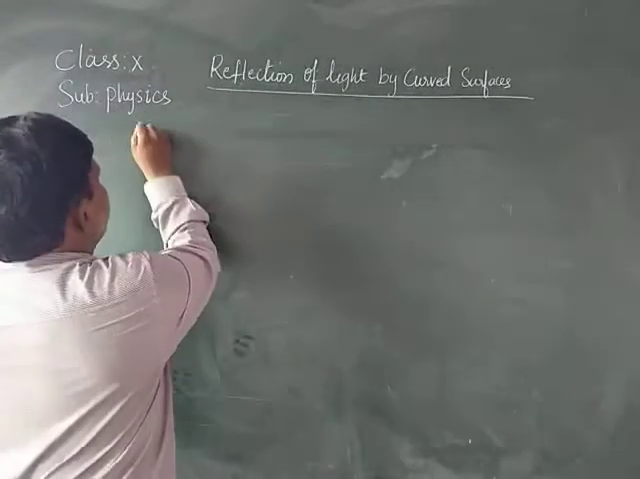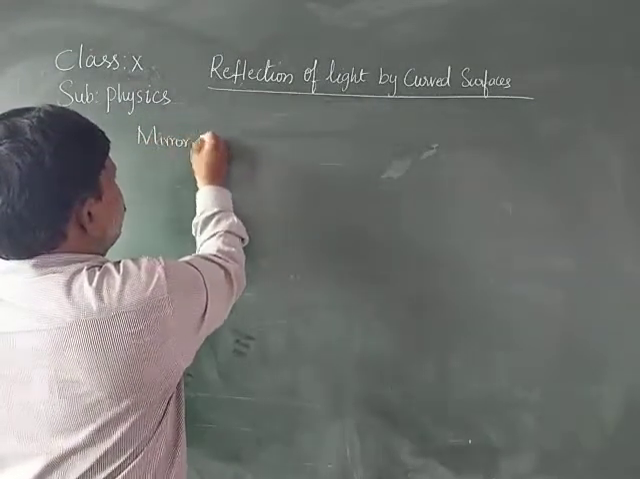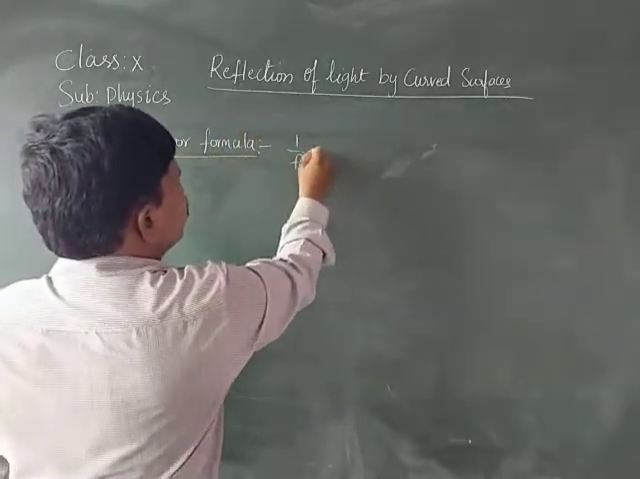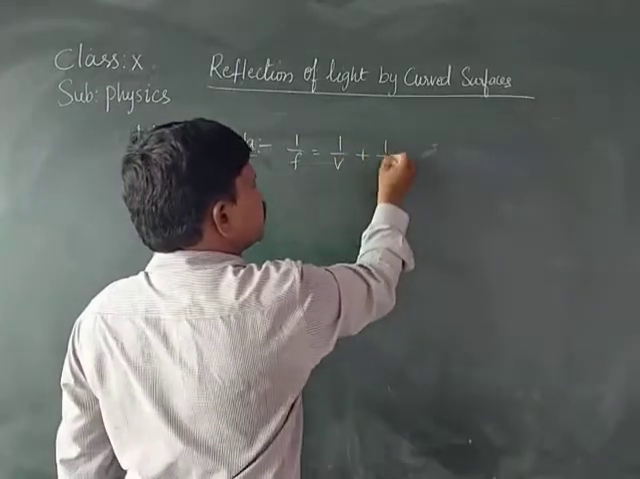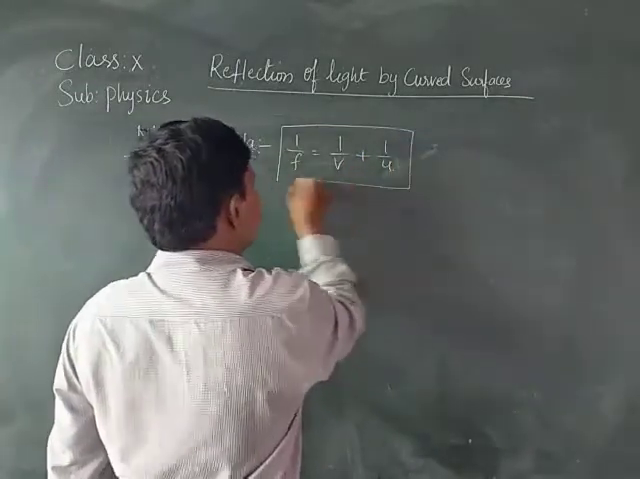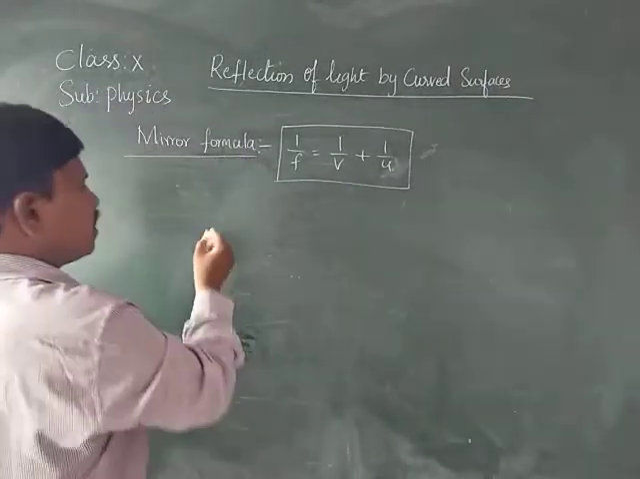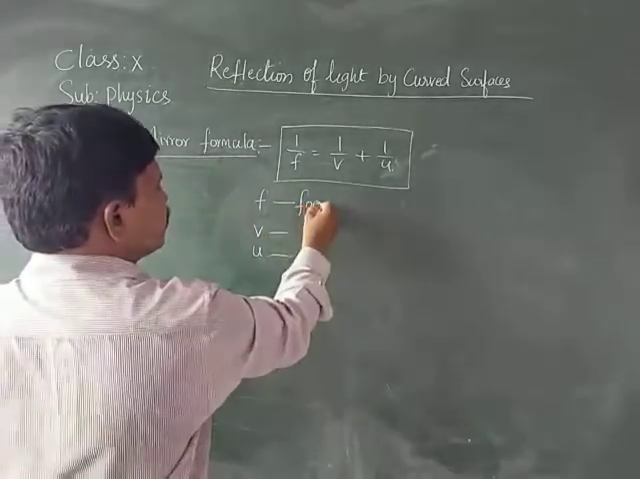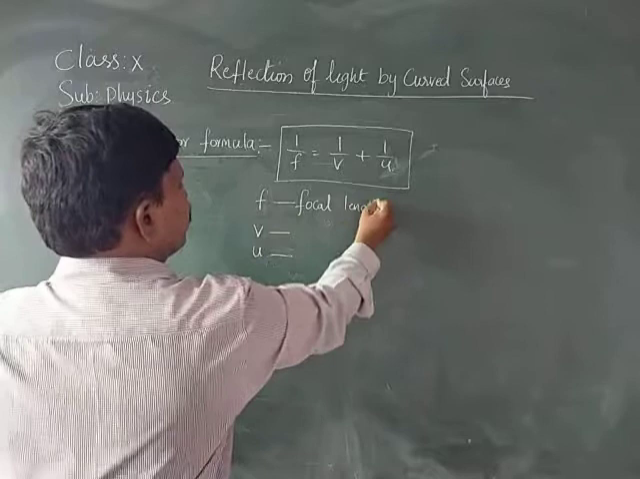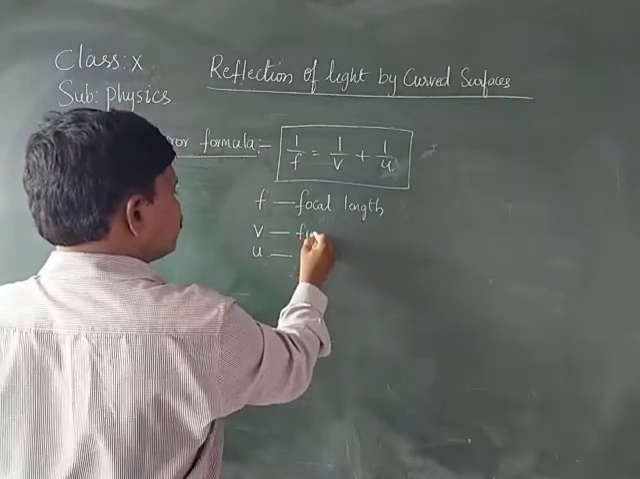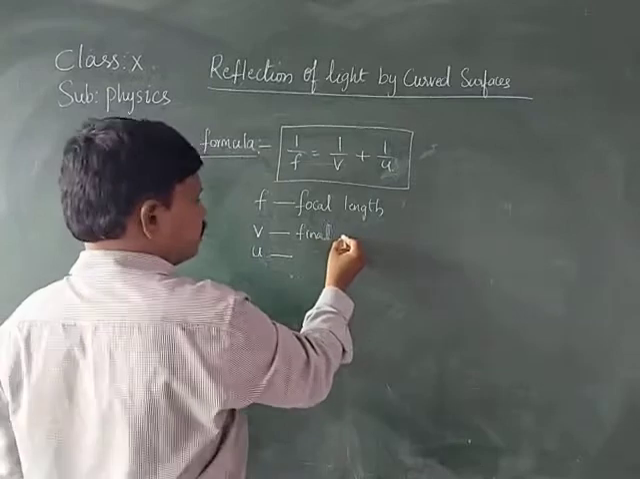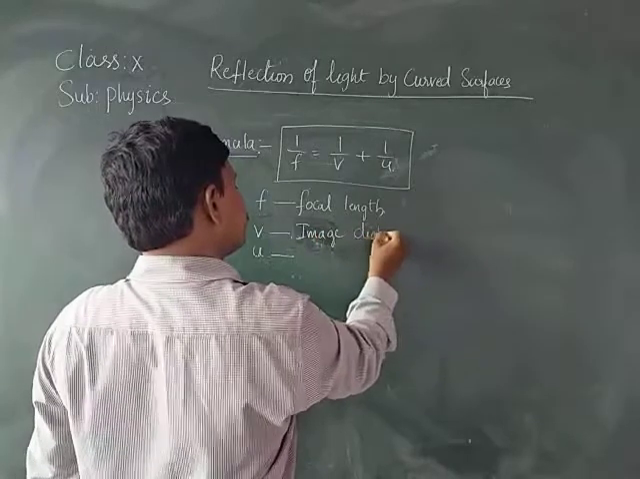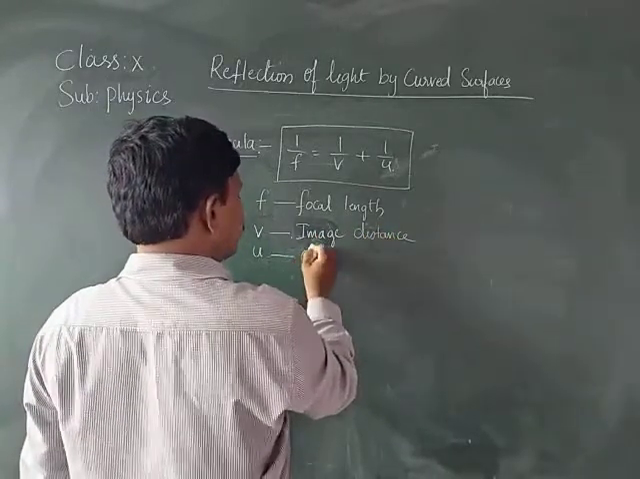Here, the mirror formula is 1 by f is equal to 1 by v plus 1 by u. This is called the mirror formula. The terms in the mirror formula are f, v and u, where f is the focal length, v is the image distance, and u is the object distance.